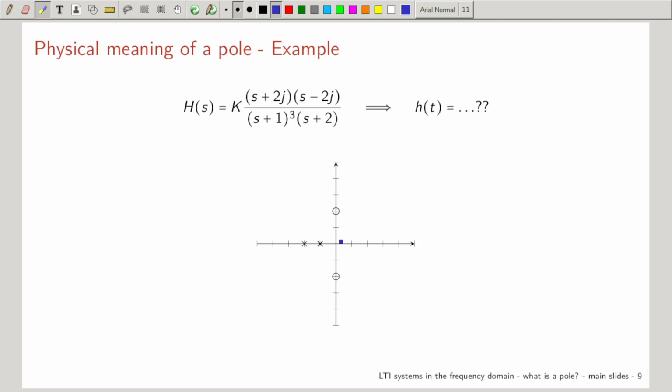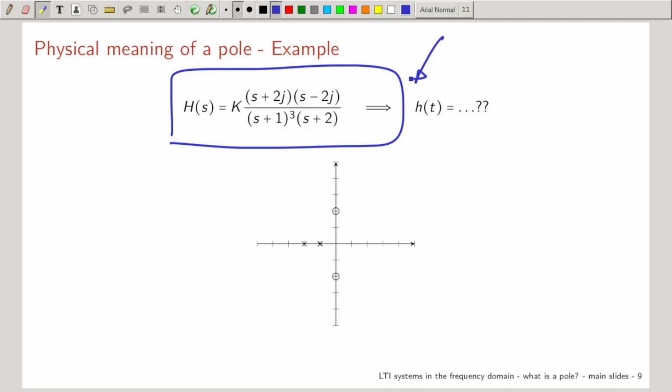Let's go to something like this. If I have an H of S looking like this, which components would the H of T have? Go, this time. Tell me the components. Don't tell me the effect of the zeros. We are going to see the effect of the zeros later.